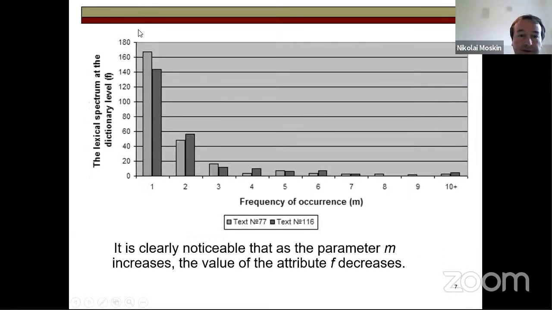So you can see this diagram: frequency of occurrence M and lexical spectrum, dictionary level. These are frequencies. If the frequency is 1, we can count how many words are included in this group, and in the others. And it is clearly noticeable that as the parameter M increases, the value of the attribute decreases. I think it is clear.